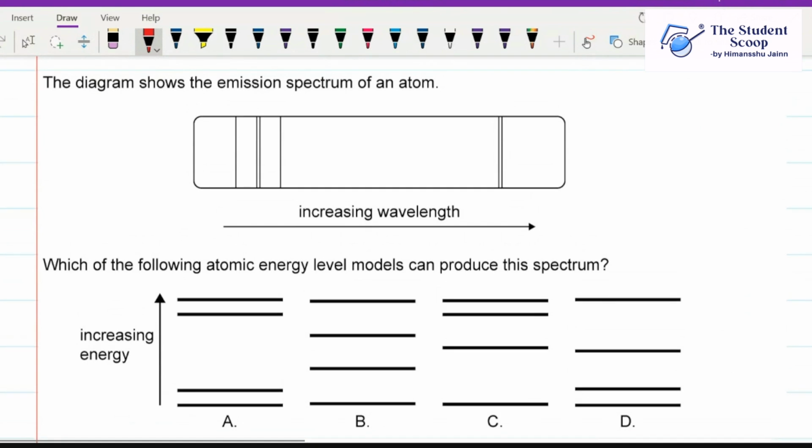Okay. Similarly, let's see another question. Here, they're saying that a diagram shows the emission spectrum of an atom. There are lines which are given. Which of the following models can produce this spectrum? Now see this. Let's say I will draw all the possibilities. There are 6 lines, 1, 2, 3, 4, 5, 6. So there are 6 transitions that are possible.